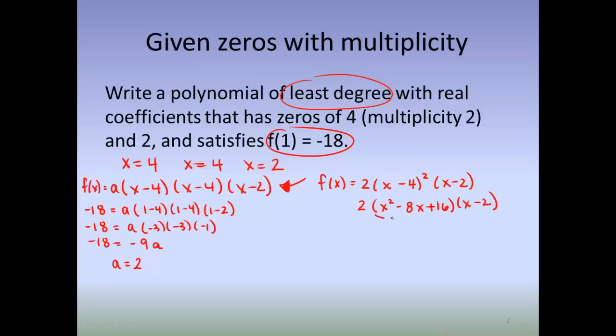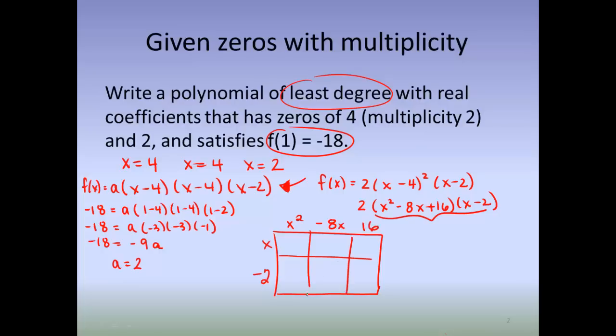Next, I will multiply out my trinomial times my binomial. I'm going to use that rectangle. It's a great way for me to stay organized. x squared minus 8x and a 16. And that gives me x cubed minus 8x squared and 16x, negative 2x squared, positive 16x, and negative 32. And I'm going to sum that up over here and simplify it. x cubed minus 10x squared plus 32x minus 32.